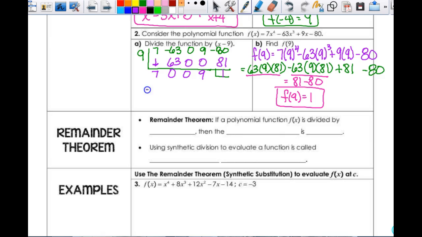So in the end, I have 7x cubed plus 9, what? Is there a variable here? No, because that's my constant. Then plus 1 over x minus 9.